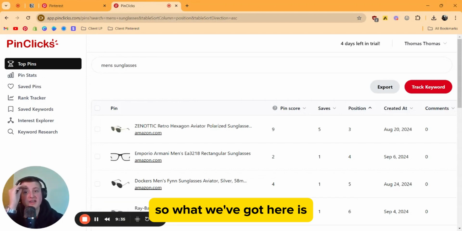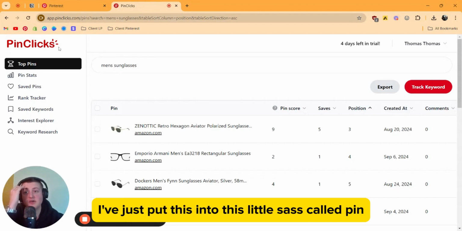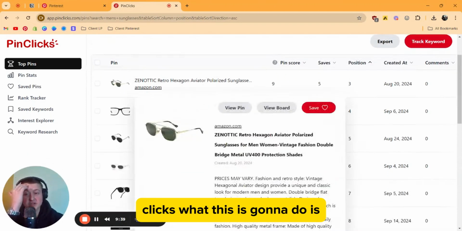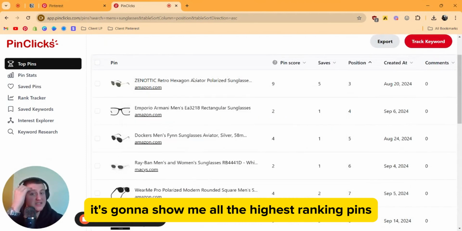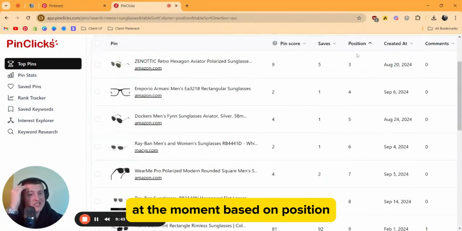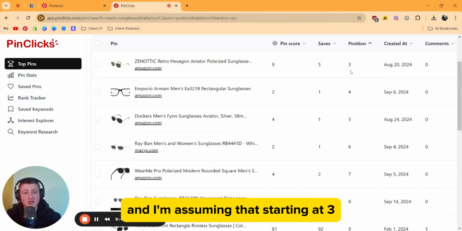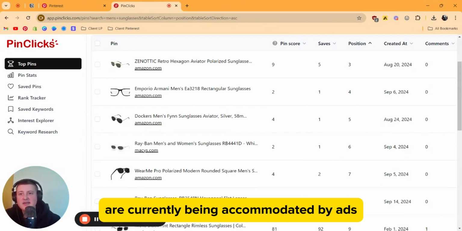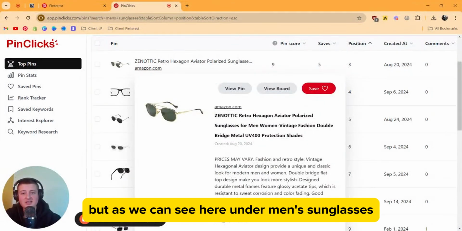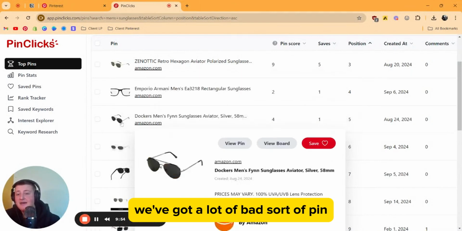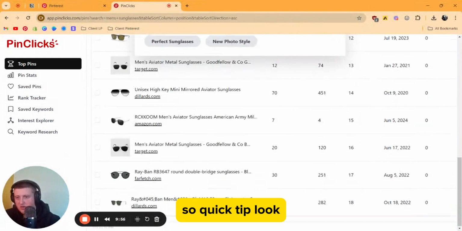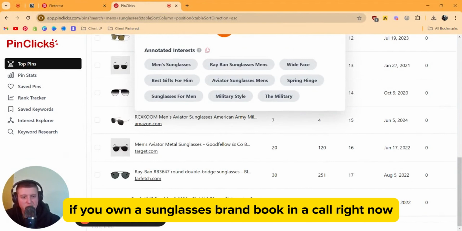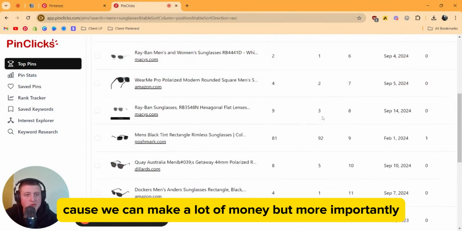Okay, so what we've got here is I've just put this into this little SaaS called Pin Clicks. What this is going to do is show me all the highest ranking pins at the moment based on position. And I'm assuming that it's starting at 3 because 1 and 2 are currently being accommodated by ads. But as we can see here, under men's sunglasses, we've got a lot of bad sort of pins. So quick tip, look, if you own a sunglasses brand, book in a call right now because we can make a lot of money.